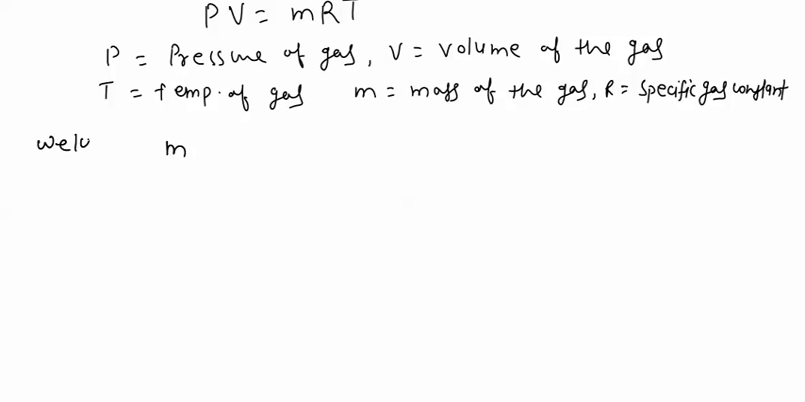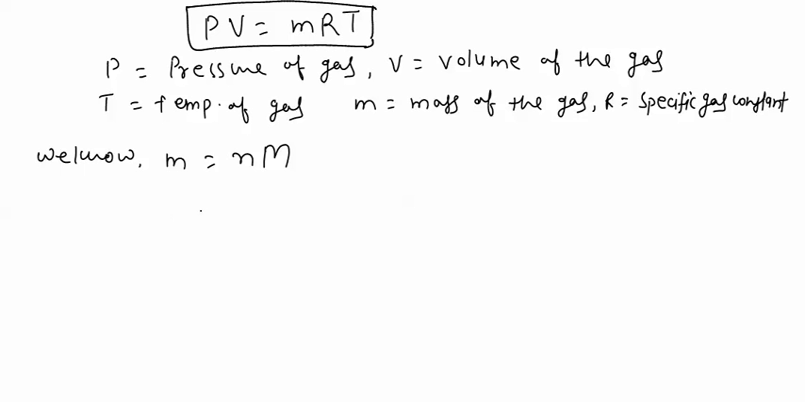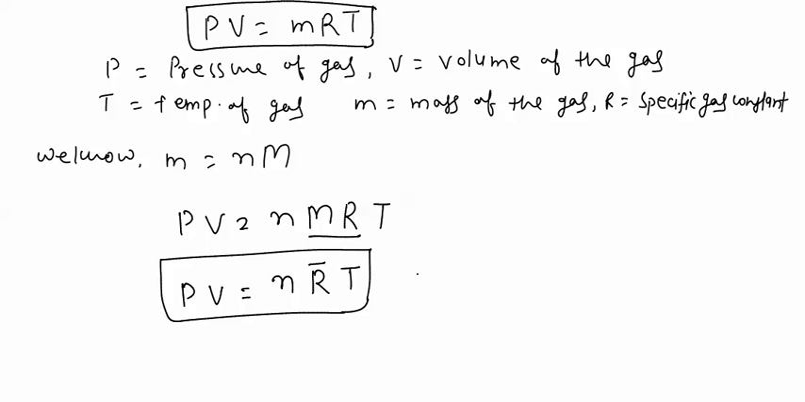We know that m is equal to n, the number of moles, multiplied by molecular weight M. Substitute the value in the ideal gas equation. Then PV is equal to nMRT. But again, we know that capital M into R is equal to the universal gas constant. It means PV is equal to the number of moles n, R bar, T. That is again the ideal gas equation in terms of number of moles.